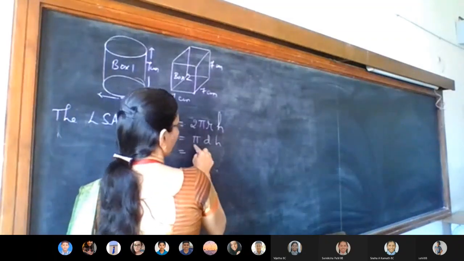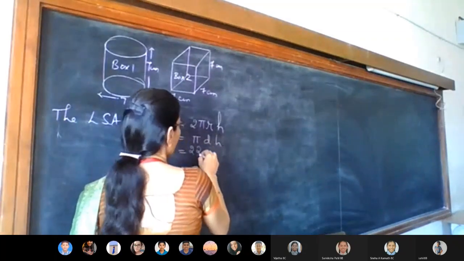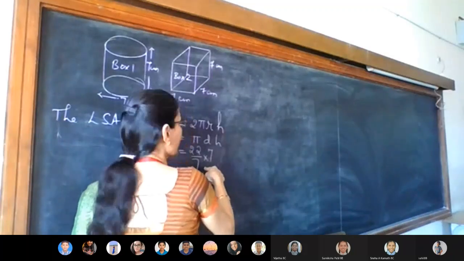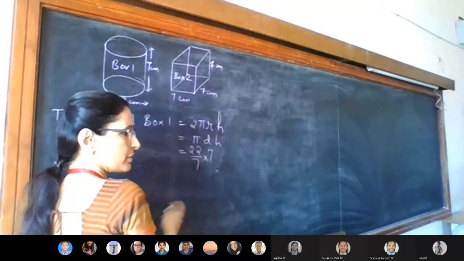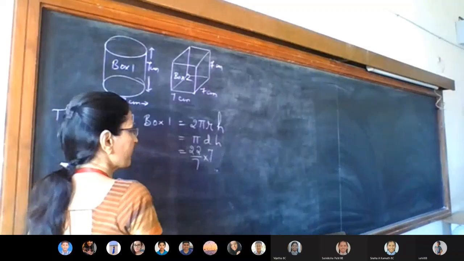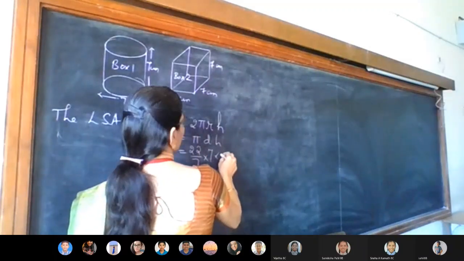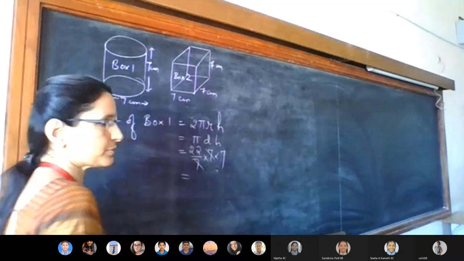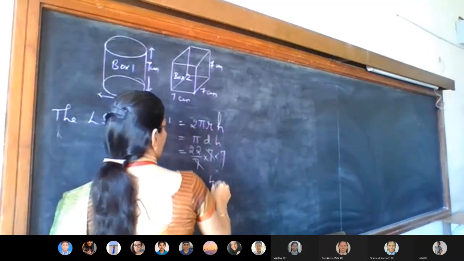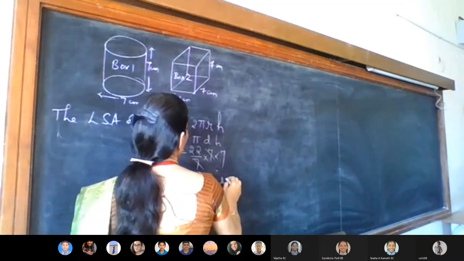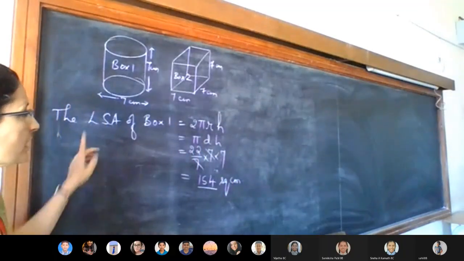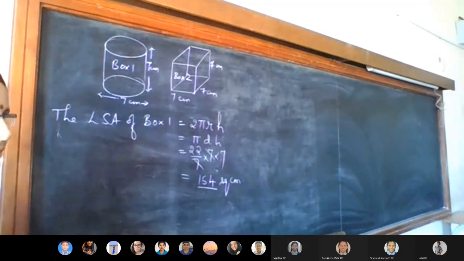Okay, good. So pi is 22 by 7, d, that is the intention. I made 2r as d, then h is 7. Cancel this. So multiply the 2. 154 square centimeter. So this is the LSA of box 1.